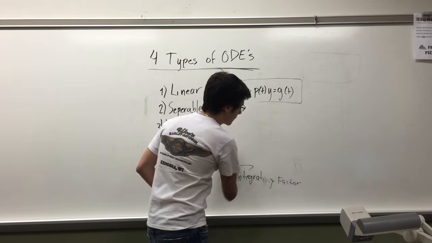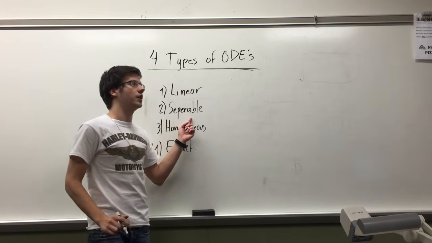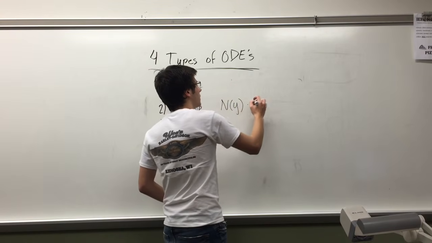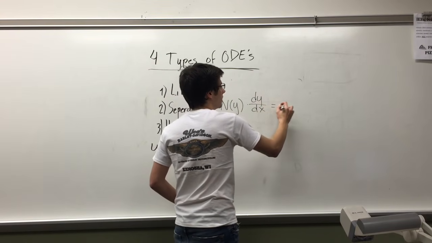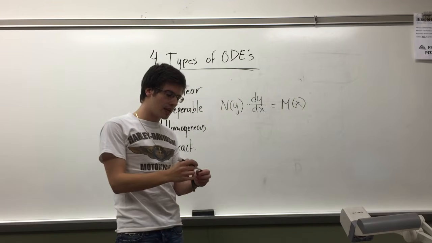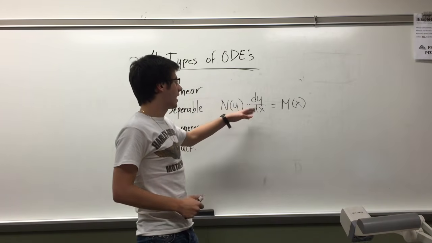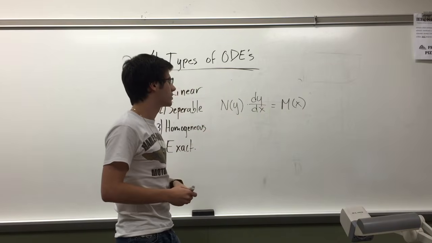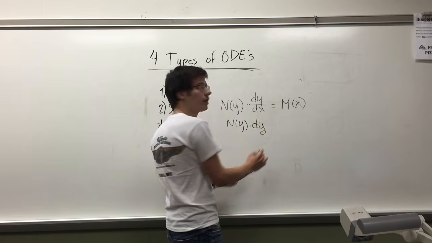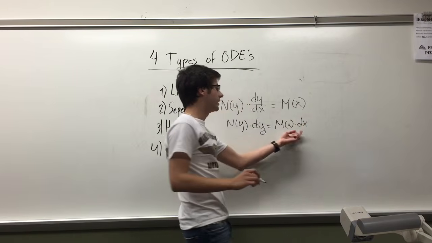Alright, now let's talk about the second type of differential equation. The second type is a separable ODE. A separable ODE has the form n of y times dy dx is equal to m of x. It's hard to understand this form right off the bat, but basically it says that a function of y times its derivative is equal to a function of x. Or in other words, we could write that a function of y times its differential dy is equal to a function of x times its differential dx.